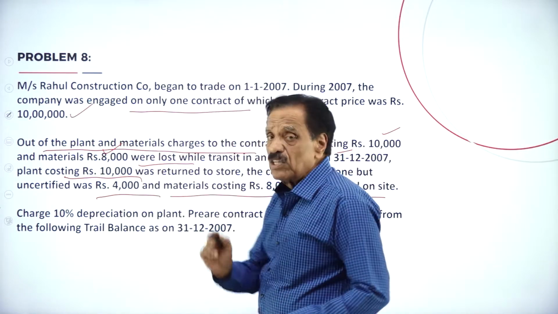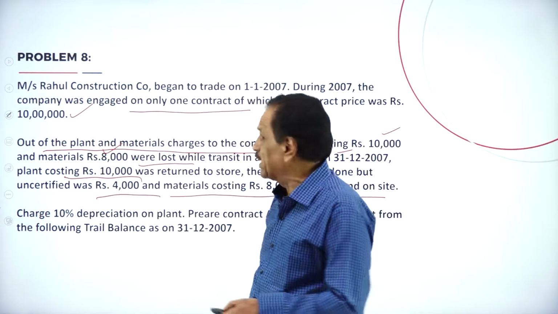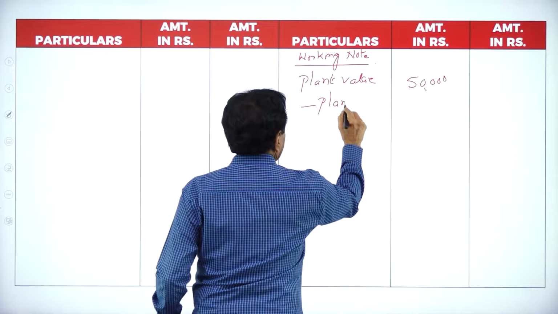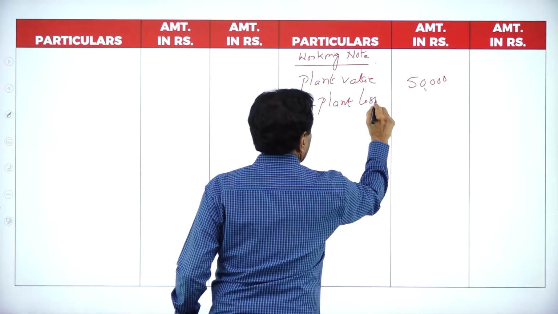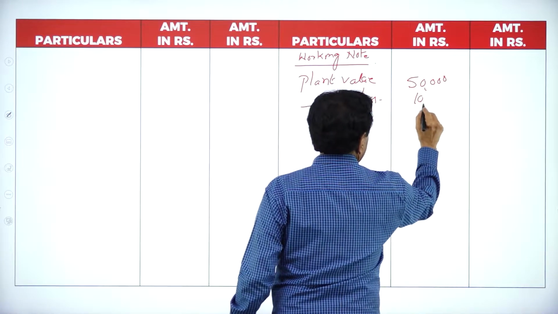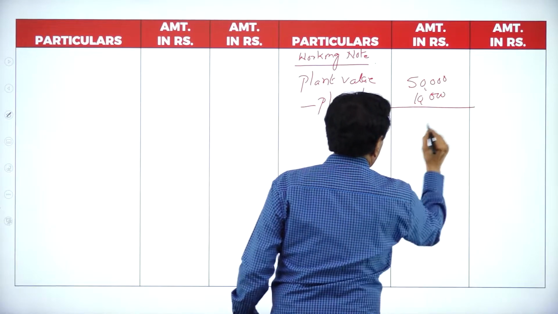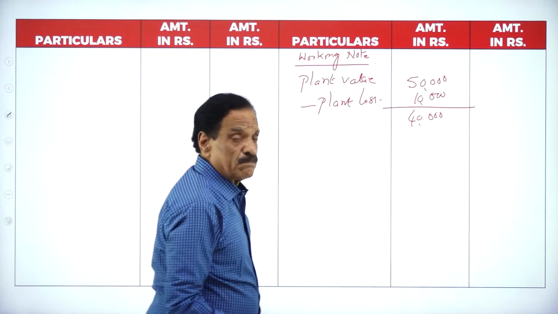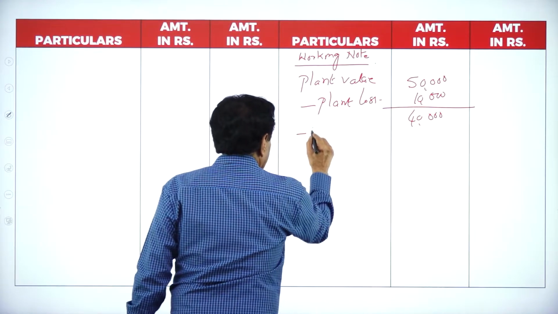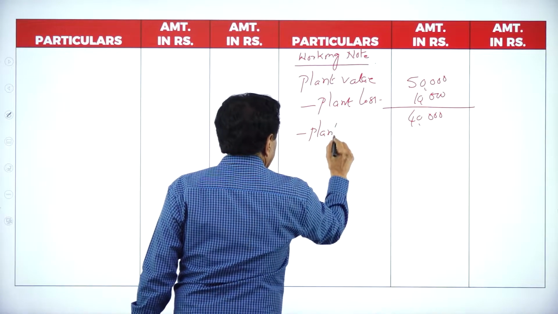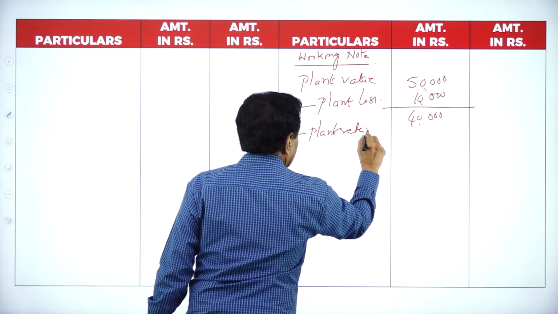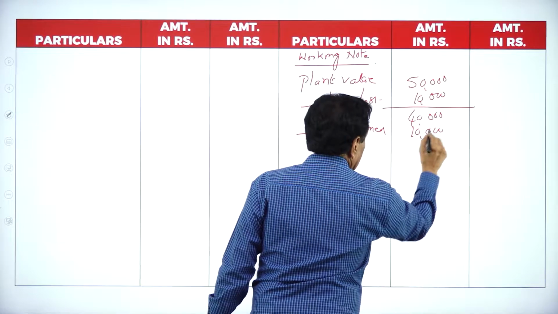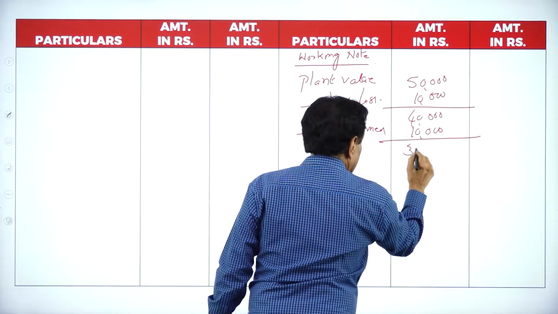Plant cost 10,000, so 10,000 lost. Minus plant lost 10,000. What's the balance? 40,000. Minus plant returned 10,000. What's the balance? 30,000.